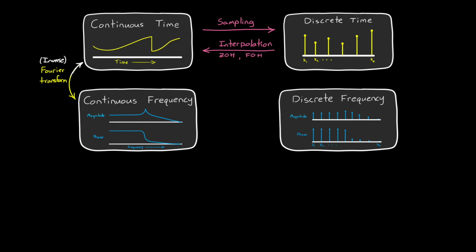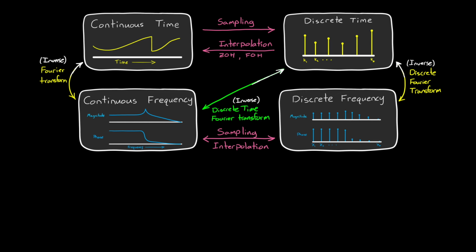And similarly, the discrete frequency domain deals with signals at specific frequencies, not continuous frequencies. And the discrete Fourier transform allows movement between the discrete time and discrete frequency domains, and then its inverse brings you back again. We can also sample a continuous frequency signal to make it discrete, or I suppose interpolate a discrete frequency signal, but I'm not really sure how often this transformation is done, but it is possible. And we can also crisscross between all of these domains with the discrete time Fourier transform and its inverse, and the Fourier series. So we have lots of ways to move between these four different domains.